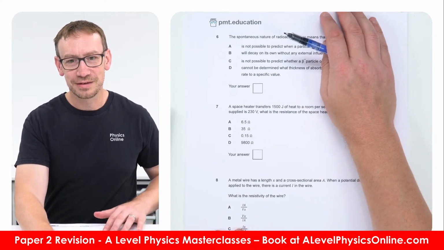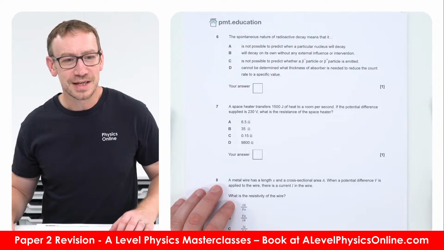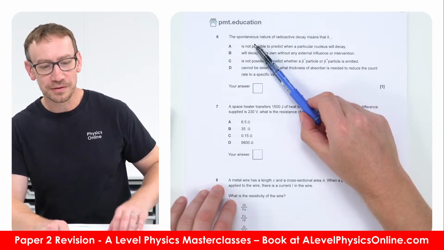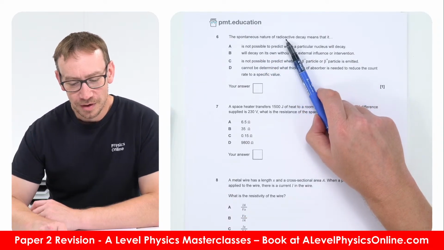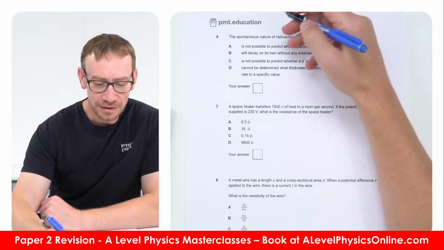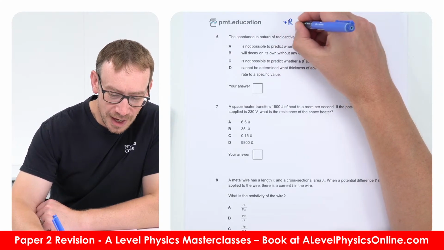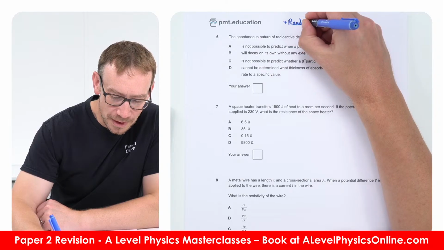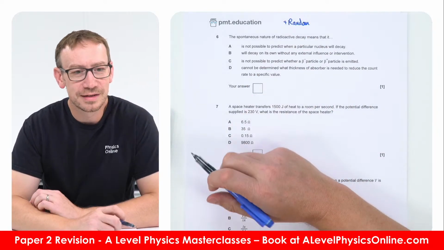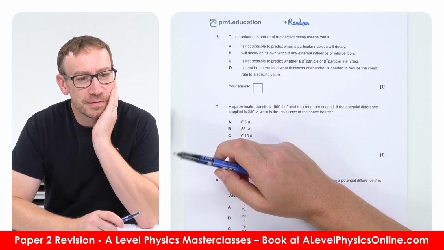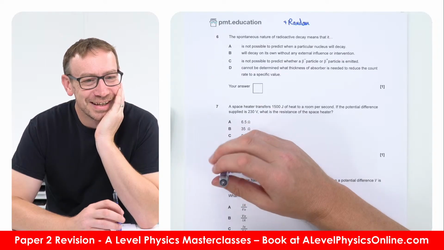Right, number 6. Okay, people, what do you think? Is it A, B, C, or D? So this is about the spontaneous nature of radioactive decay. Two things about radioactive decay: it's going to be spontaneous, and it's also going to be random. I think a lot of you might have done this question before.